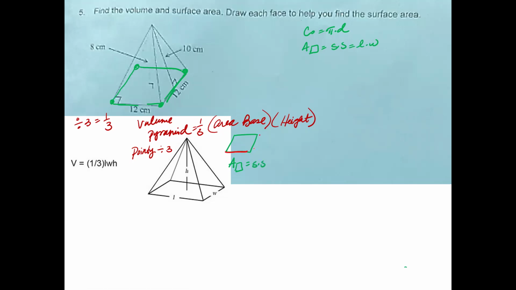What's the side here? 12 centimeters. I don't need the centimeter, just 12. So 12 times 12 is? 144. Okay, I'm gonna underline it right there. Then height. What is your height? My height is 8.